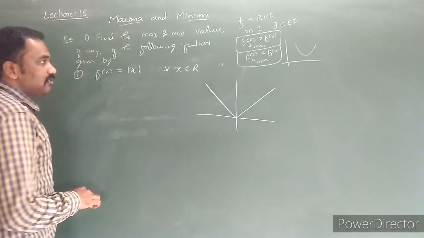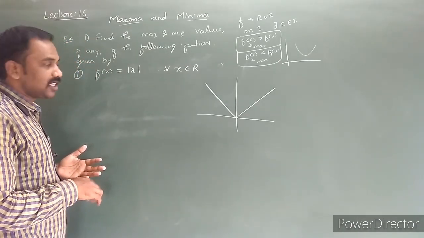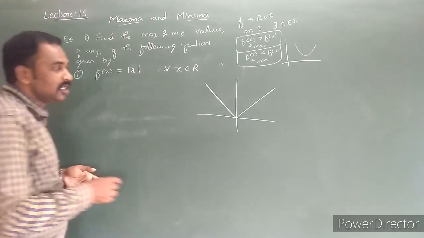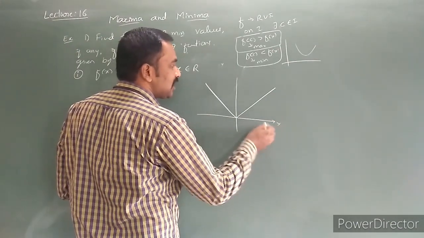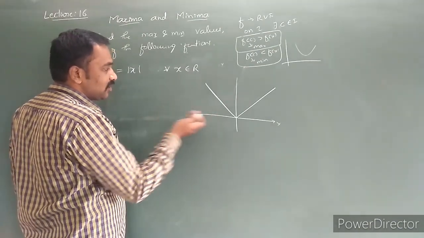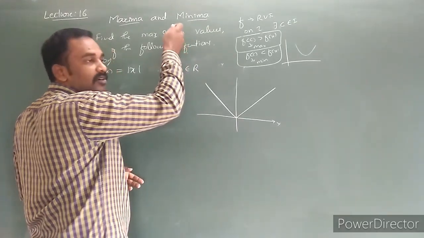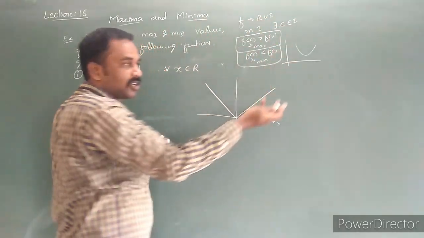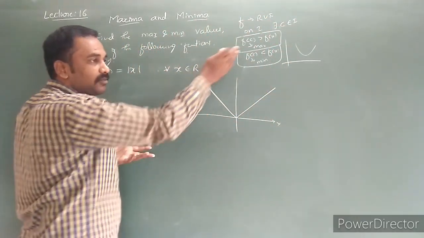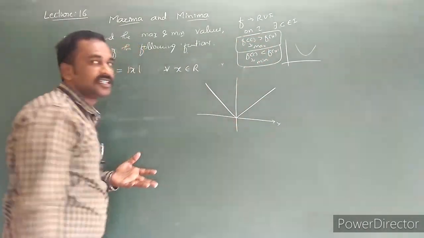Okay. Now, once again, the same thing as the previous example. There, f of x is equal to x square. Here, f of x is equal to mod x. As x values increase, the function value also increases. Here the x value is decreasing, here it is increasing. That means the maximum value you cannot get or fix. You cannot fix that one. So here there is a minimum value.